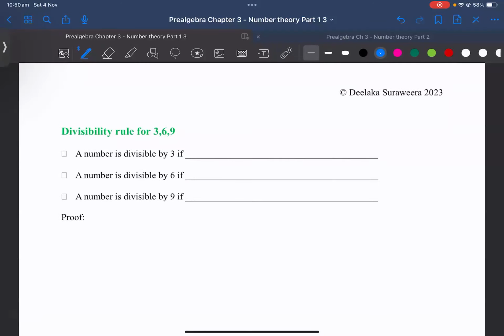And this one is the slightly trickier one. So can anyone remember the divisibility rule for 3, 6, and 9? A number is divisible by 3 if? How do you know it's divisible by 3? What's the rule? Can anyone tell me? Even if you're not sure, give it a go. For 3, if you add up the sum of all of the digits, and if it's divisible by 3, then it's divisible by 3. Yeah, very good.